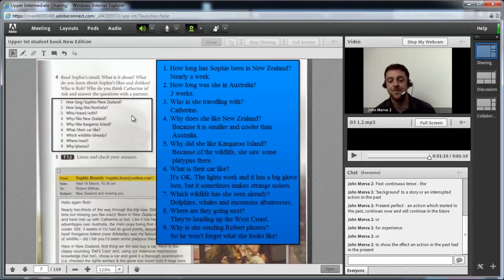Why is she sending Robert photos? Well, I think we know for sure now that he is her boyfriend. She's sending him photos so that he won't forget what she looks like. Please check your answers on the screen. If you have any questions, please do ask your teacher or ask him to wind the tape back so you can see the video again. Okay, let's just move on now and just finish up the last thing we're going to do for this lesson.